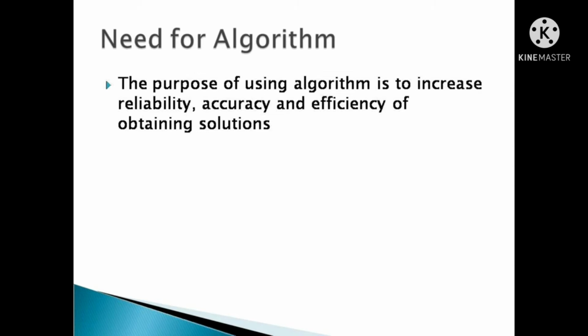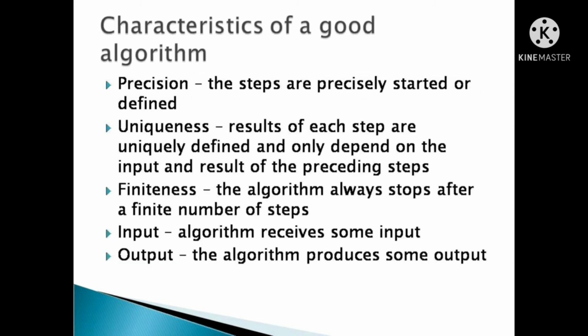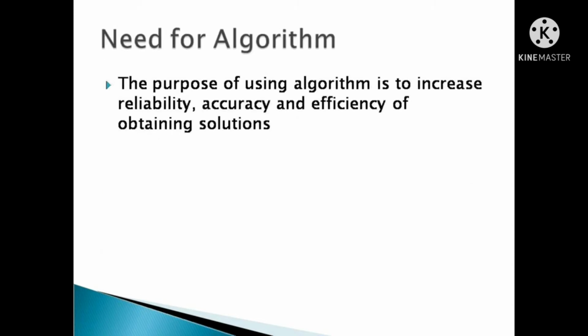Without a roadmap, the programmer may not be able to clearly visualize the instructions to be written and may end up developing a program which may not work as expected. Such a roadmap is nothing but the algorithm, which is the building block of a computer program. The purpose of using an algorithm is to increase reliability, accuracy, and efficiency of obtaining solutions.